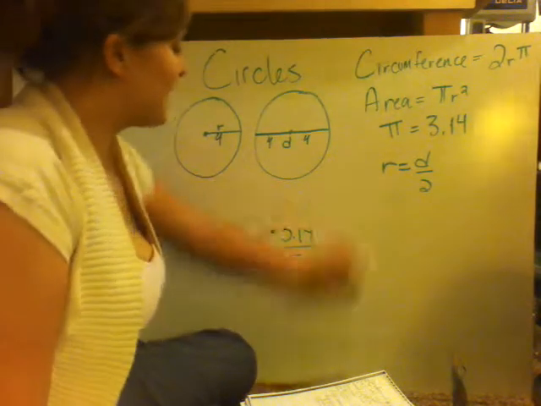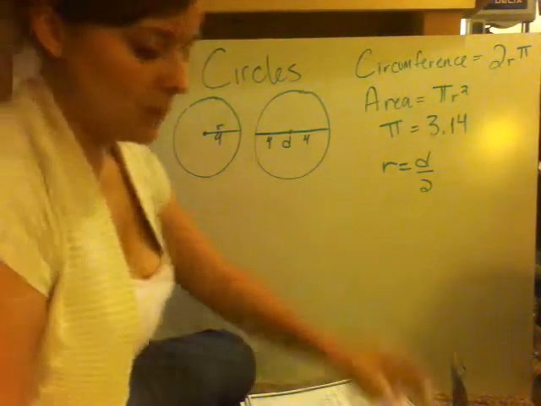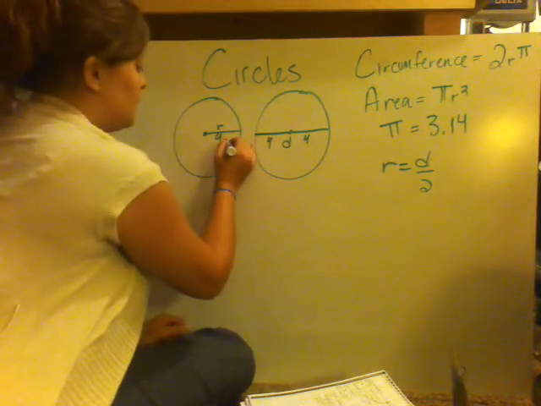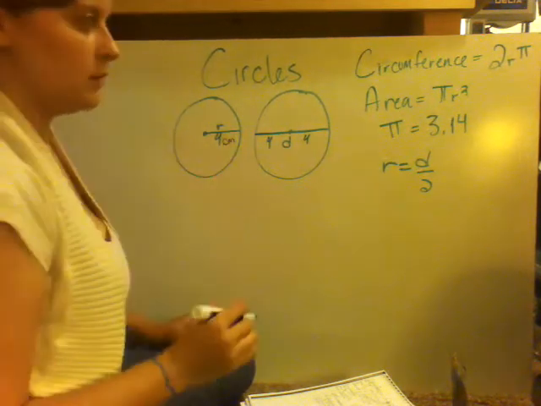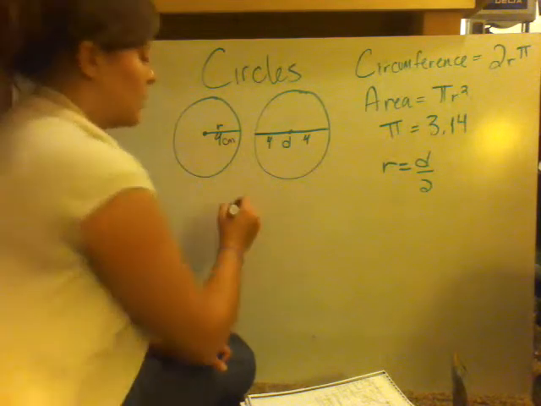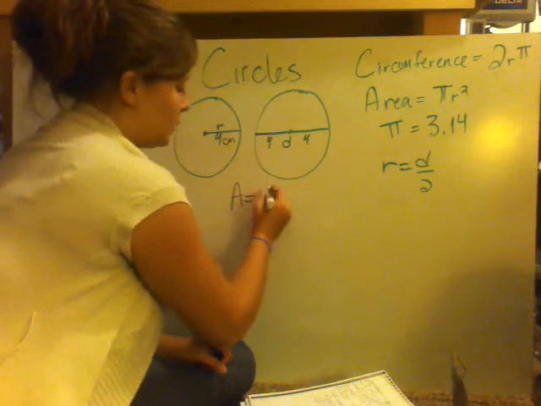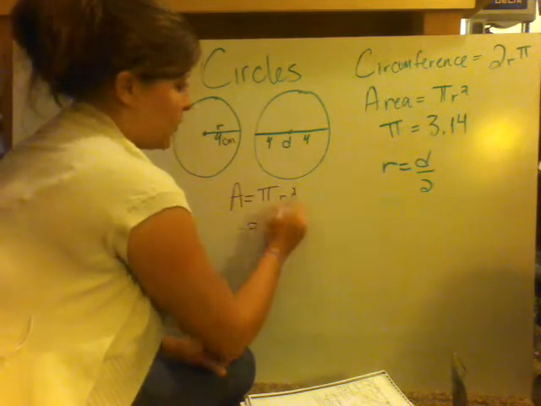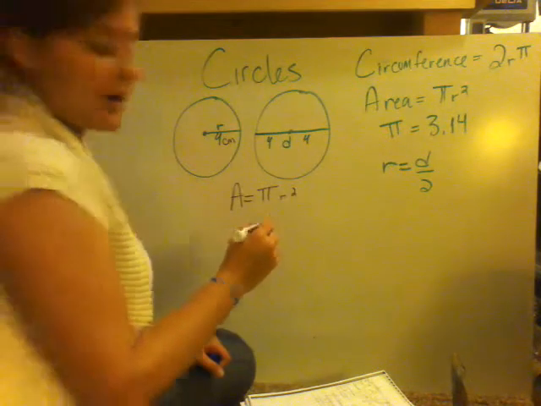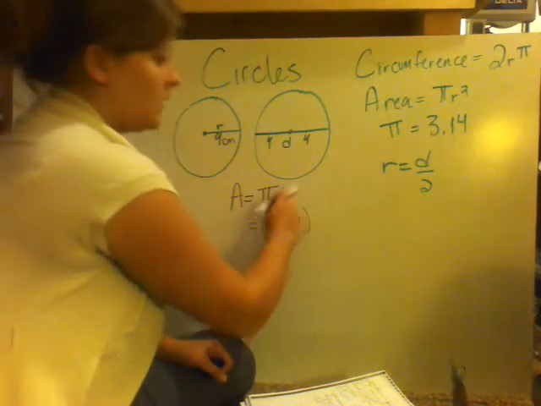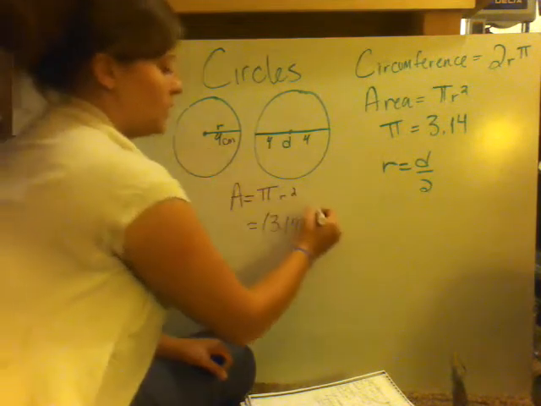Okay, so next up, we're going to do area. And I'm going to add in that this is 4 centimeters, just because I can. Okay, so our area formula is pi r squared. I've got area equals pi r squared. So I'm going to plug in my 3.14 again. So I've got 3.14 times the radius squared. So my radius is 4 centimeters.